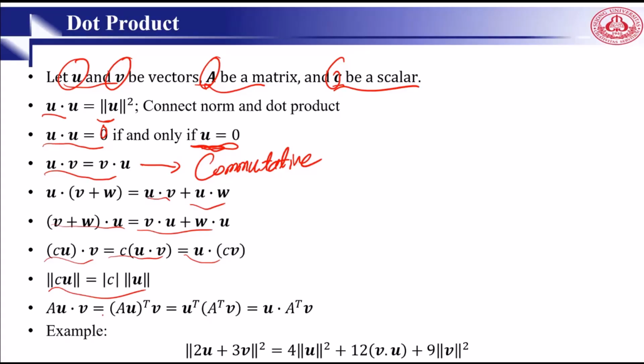Then we can go for the matrix-vector product and transpose. (A u) dot v is equal to (A u) transpose v, which is equal to u transpose A transpose v, which is equal to u dot (A transpose v). And here is an example, like the norm of (2u plus 3v) squared is equal to 4 norm of u squared plus 12 u dot v and so on. These are the properties of the dot product.